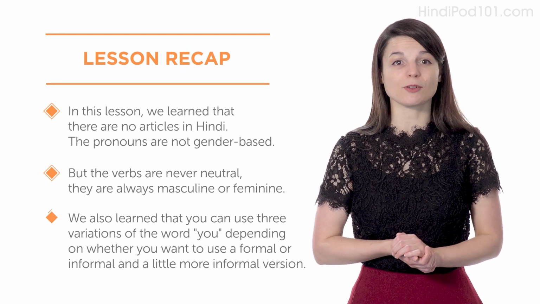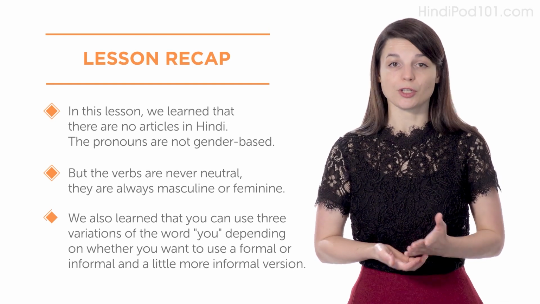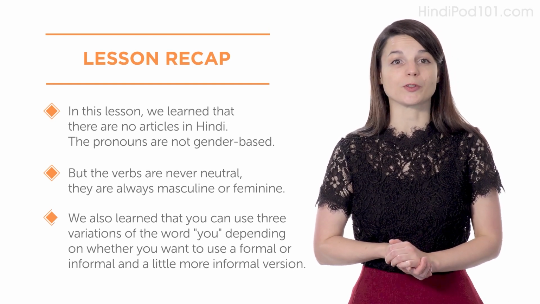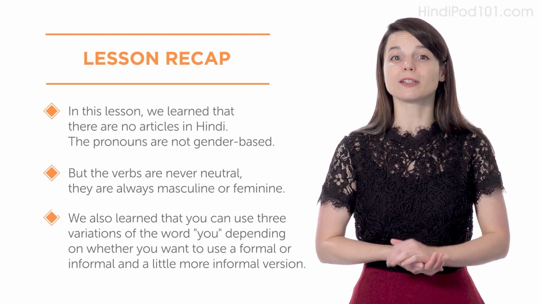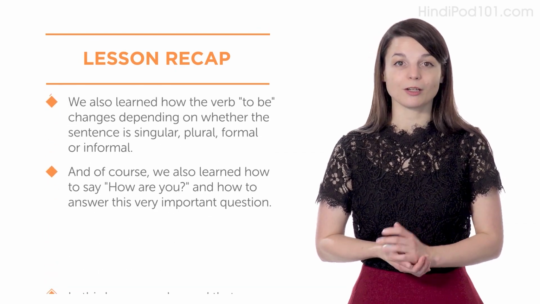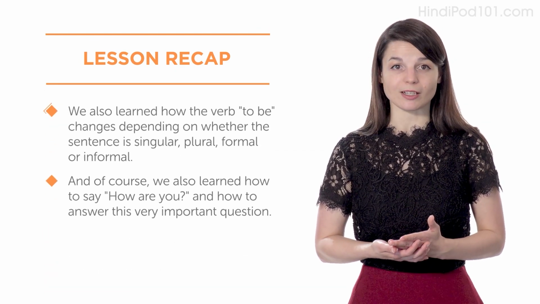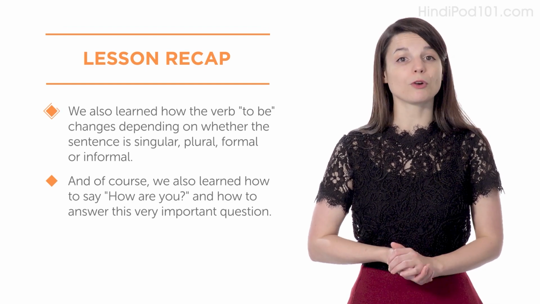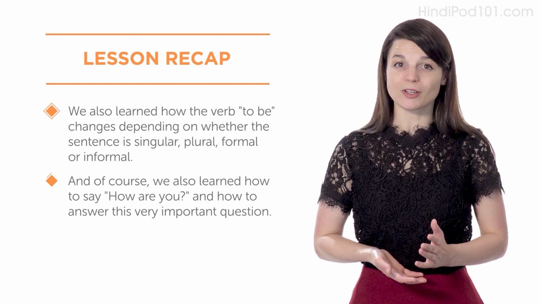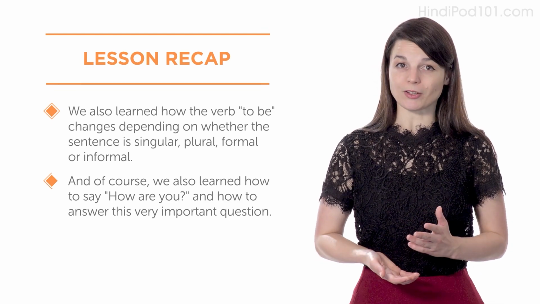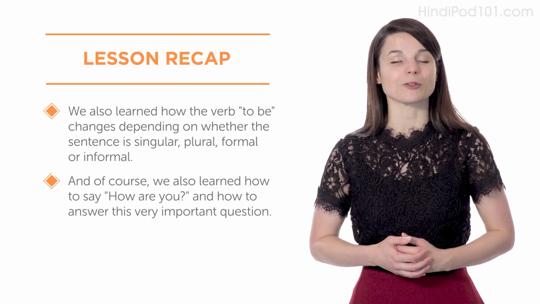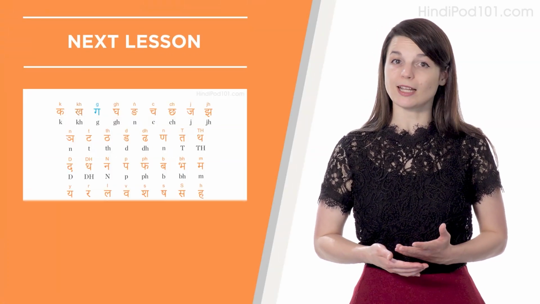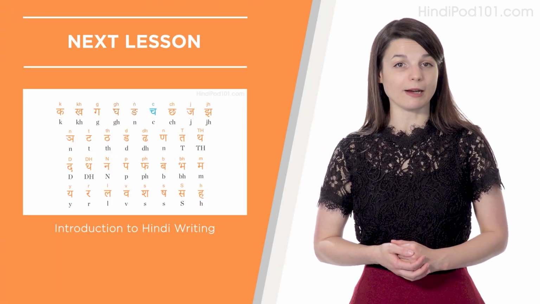We also learned that you can use 3 variations of the word you, depending on whether you want to use a formal, informal, or a little more informal version. We also learned how the verb to be changes depending on whether the sentence is singular, plural, formal, or informal. And of course, we also learned how to say, "How are you?" and how to answer this very important question. We just learned the basics of Hindi grammar. In the next lesson, we'll learn the basics of Hindi writing.